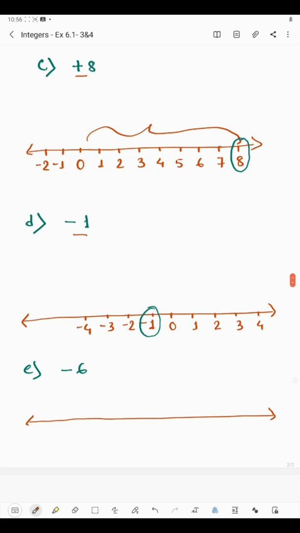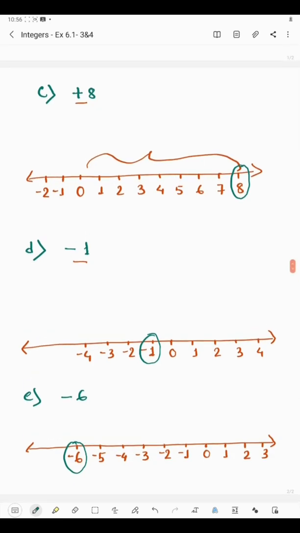Now in the last part we have -6. That means, as this is negative, we will have to show the left side of 0. So we will place 0 to the right so that we can keep some place to the left, okay? So we'll start with -1, -2, -3, -4, -5, -6, and the right side of 0 is all positive. So 1, 2, 3 and so on. So here is -6 on the number line on the left side of 0.